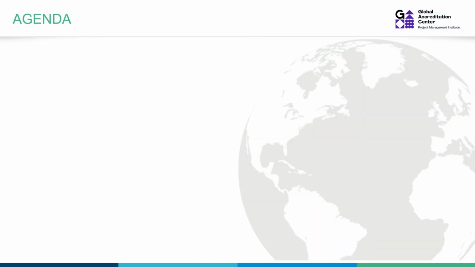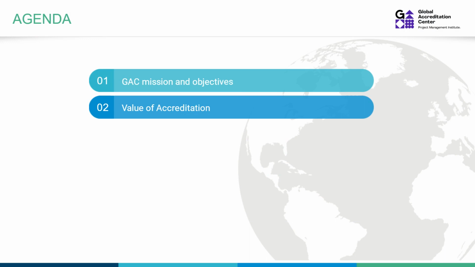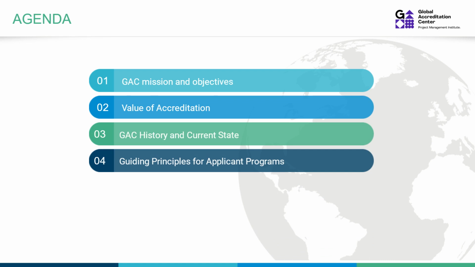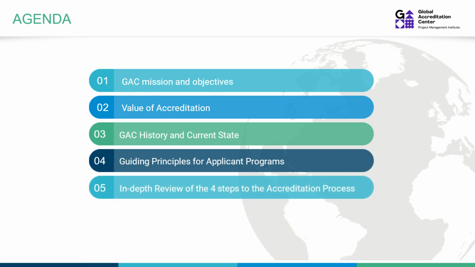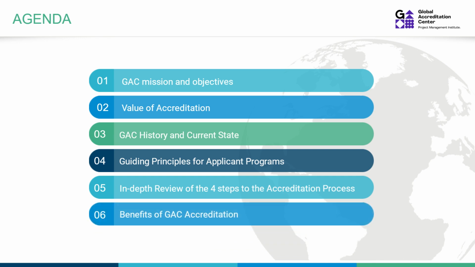Over the next few minutes, you will learn about the GAC mission and objectives, the value of a GAC accreditation, a brief history of the GAC program and its current status, the guiding principles for applicant programs, the 4 steps of the accreditation process, and the tangible and intangible benefits of GAC accreditation.